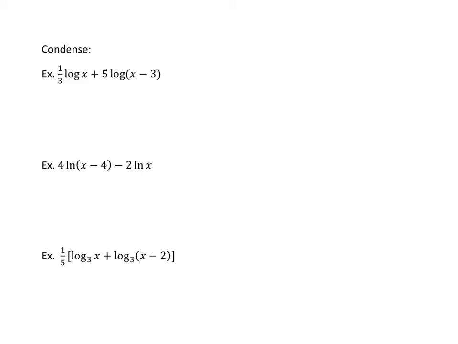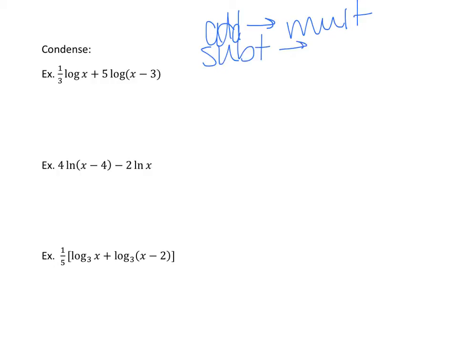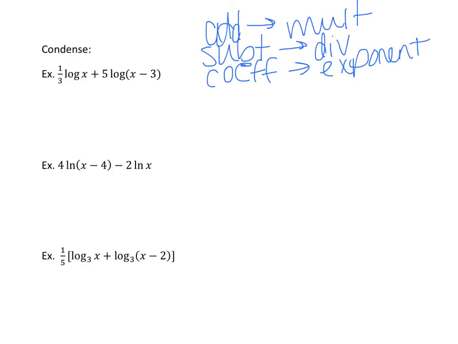Okay, let's go the other way. Now I'm going to take anything that's being added and take it to multiplication. Anything that's being subtracted, take it to division. And anything with a coefficient, I'm going to make an exponent. When I look at this first example, I'm going to be able to take my coefficients first, make them exponents, and then the only other thing I can condense is this big addition.